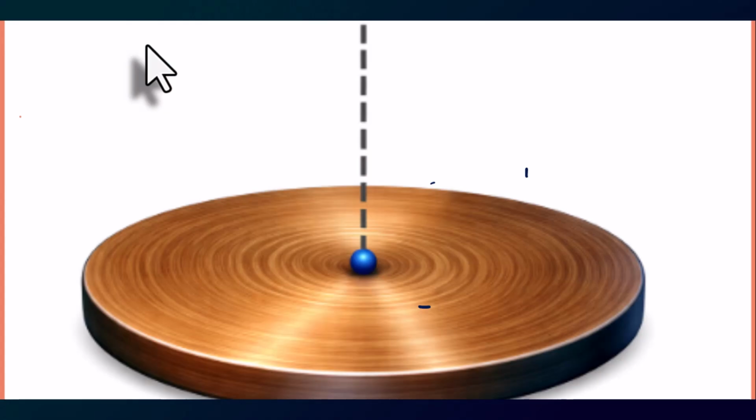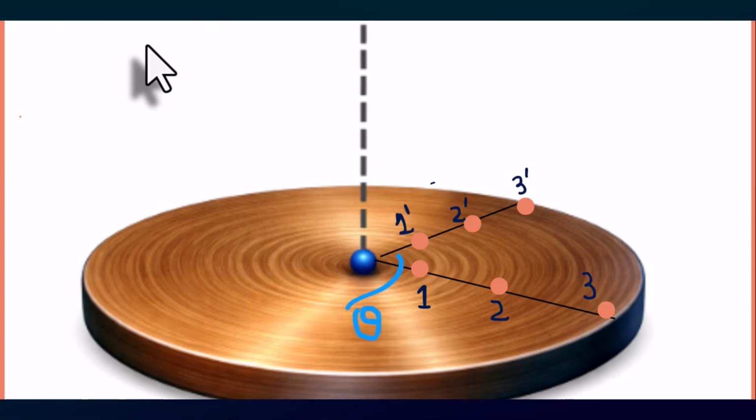Imagine a rotating disk. Let us look at 3 points on this, point number 1, 2 and 3. In time t, as the disk rotates, these 3 points move to positions 1', 2' and 3'. And they turn through an angle theta. So every point on this disk has the same angular velocity. They all rotate through the same angle in the same time.